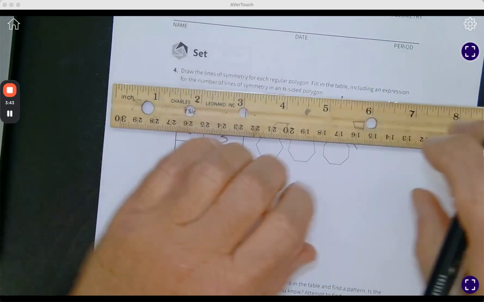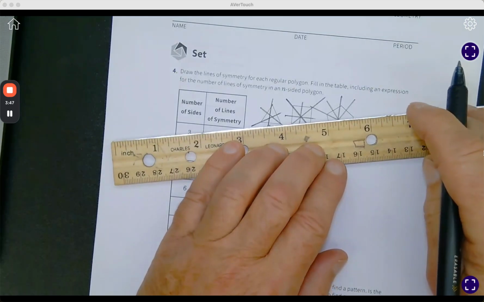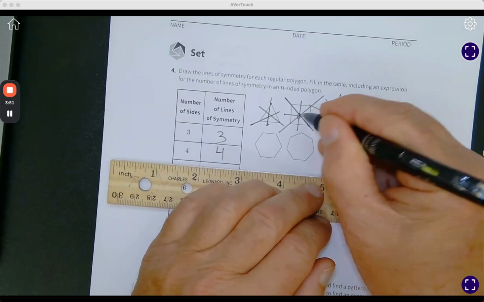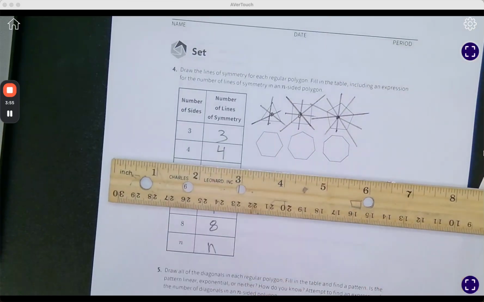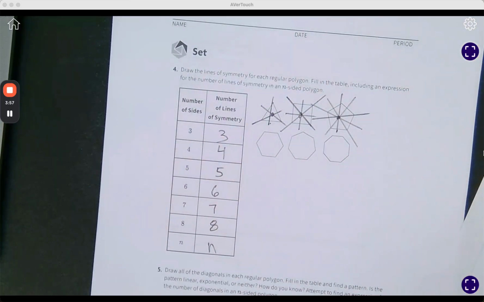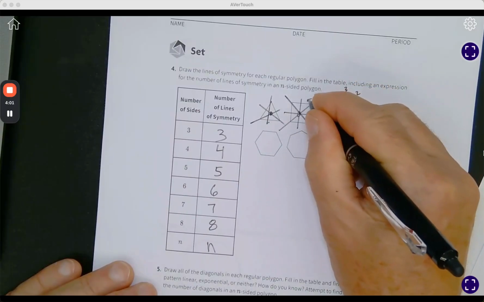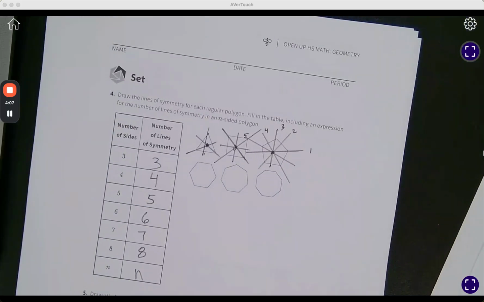And there's 5. Notice how those lines of symmetry meet at the same point in the interior of the polygon, right? Look at that. And if I wasn't so off on that, this line right here would have gone there. Okay, so that is 5. 1, 2, 3, 4, 5. So 5 lines of symmetry. And so number of sides equals number of lines of symmetry. All right, let's go here.